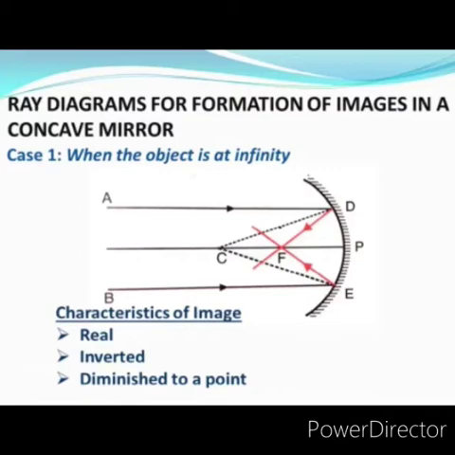Now let us consider two rays, AD and BE. Both rays are parallel to each other as well as parallel to principal axis. We know that the ray parallel to principal axis after reflection passes from focus. So both the rays pass through focus. Hence, real and point image is formed. The characteristics of the image formed will be real, inverted and diminished to a point.